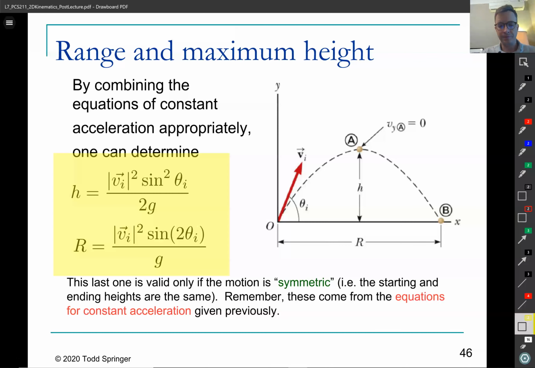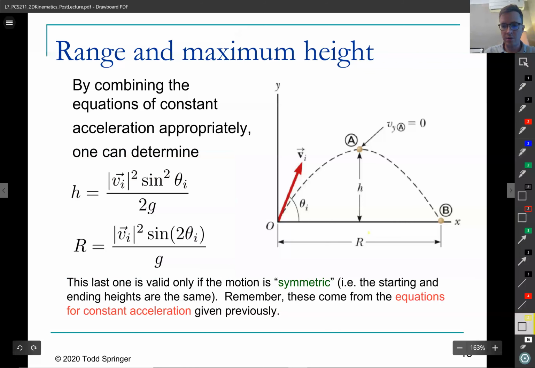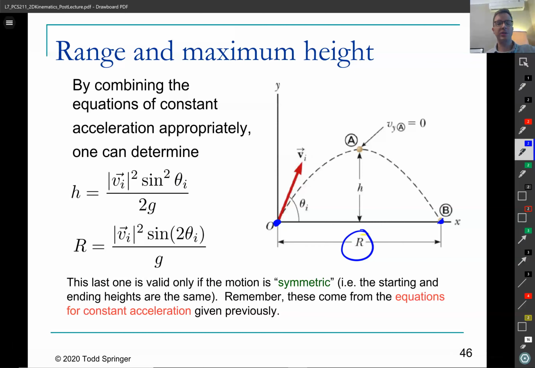Just be careful. This last one, for the range that it goes, R, only works if the 2 points, the initial point and the final point, are at the same height. So if you're launching something off of a cliff, or if you're shooting something up to a higher height, you can't use this equation. This equation is only valid if the starting and ending heights are the same. So just watch out for that.